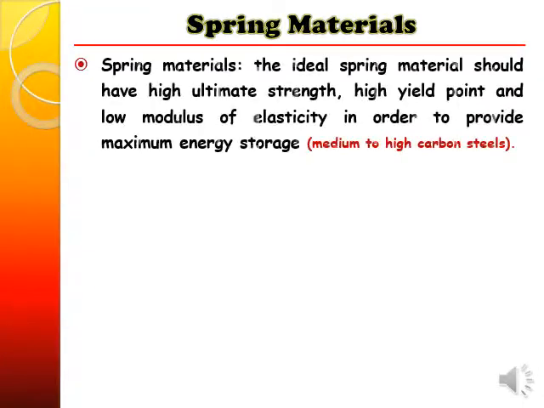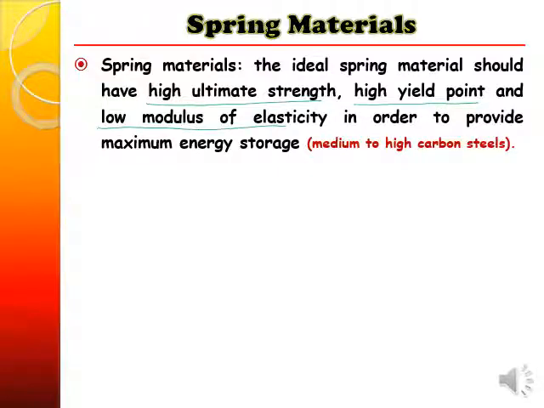Now we'll go to the second topic about the spring materials. First I will talk about the material of the wire and its properties, and then we will go into how to determine the material property of a spring. What do we need in a spring material? The ideal spring material should have high ultimate strength, high yield strength, and low modulus of elasticity.